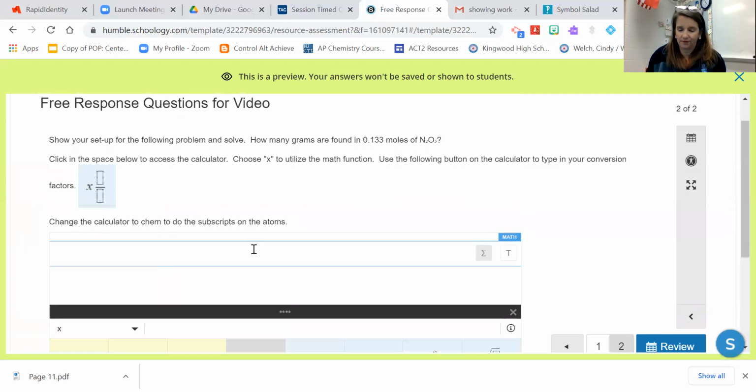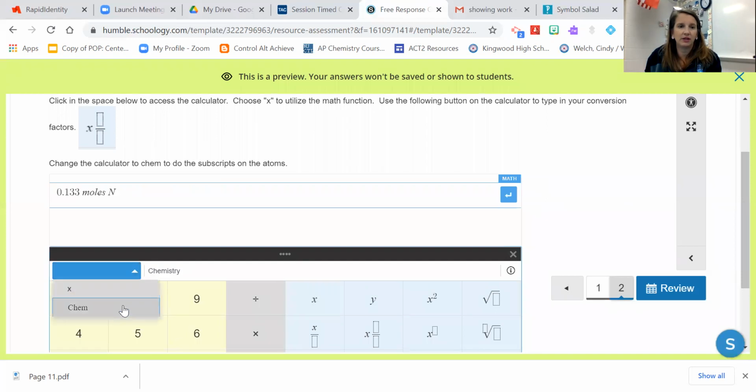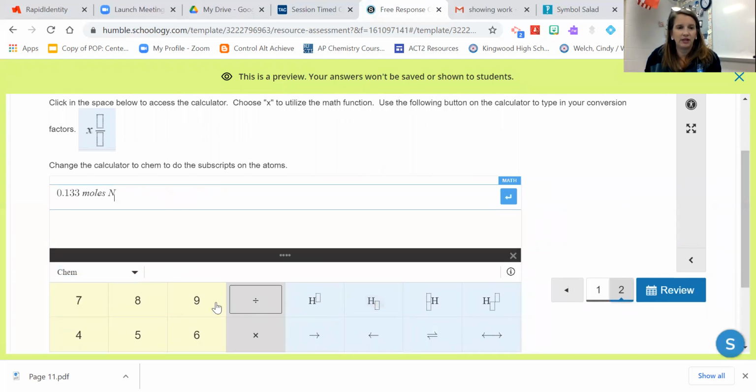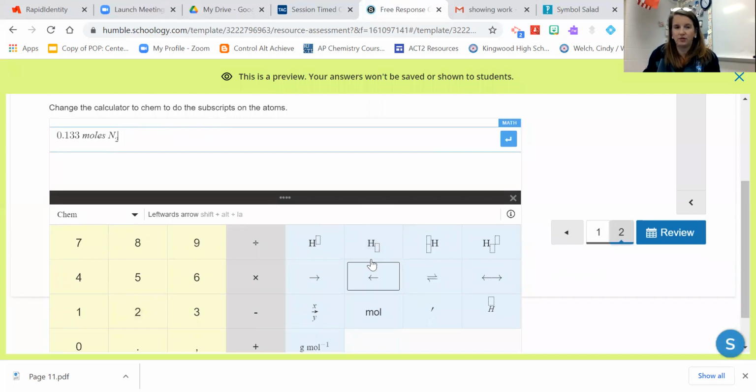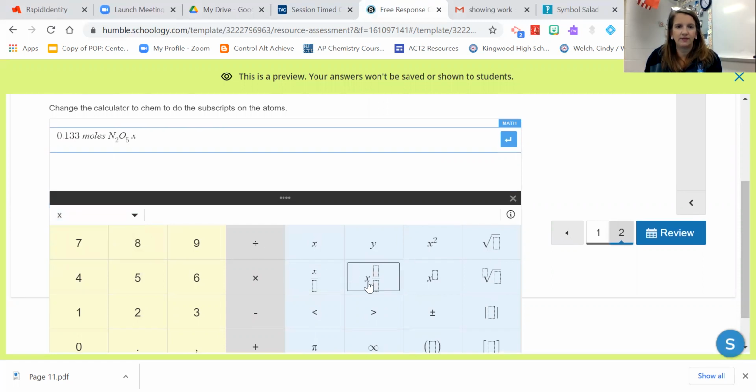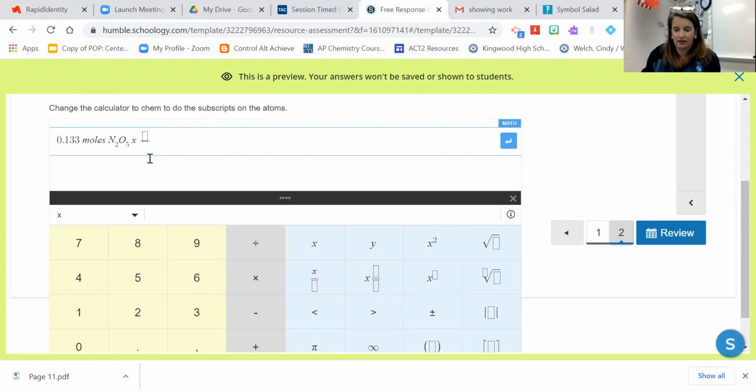I've got 0.133 moles of N. Let me switch to the chem calculator. This little H at the bottom to get my subscript, N2. Click to the right to get out. O5. Click to the right to get out. Times by a conversion factor. I'll switch back to the X to get this little conversion factor up here. I'm going to copy and paste this. Control C. And I know that I'm going to have 1 mole of, Control V to paste that down here.